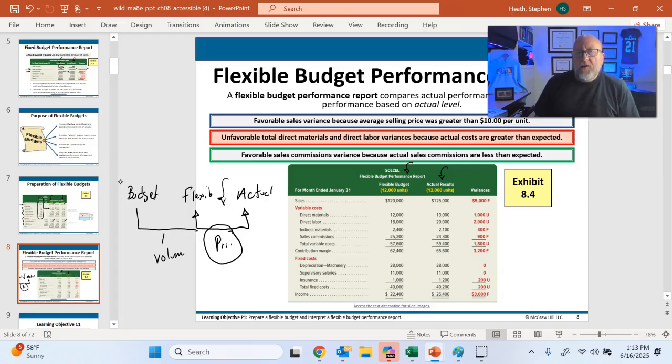In this particular example, our actual results were based on 12,000 units, and so we're going to create a flexible budget assuming 12,000 units. When I get down to material cost, my actual material cost was 13,000, and my direct material cost under the flexible budget was 12,000. My actual costs were more, therefore it's an unfavorable adjustment.